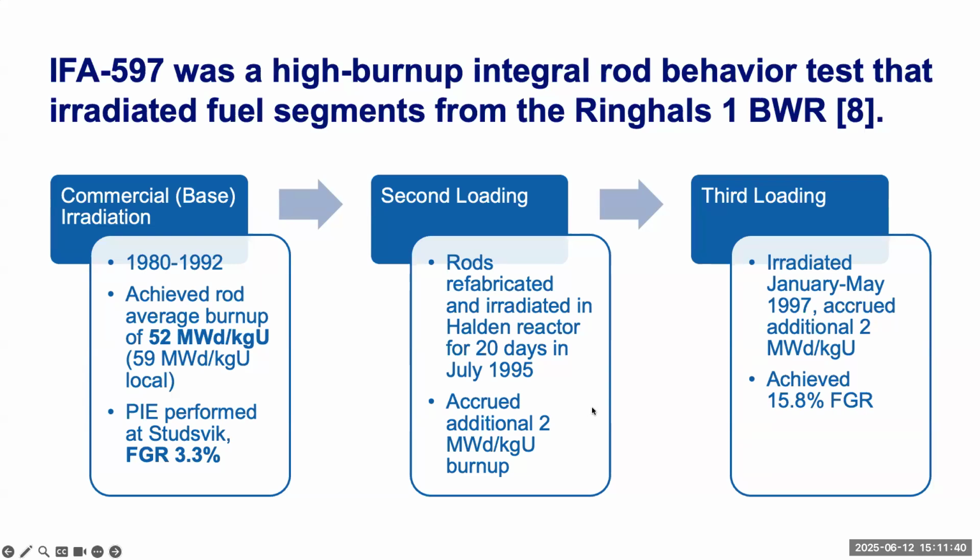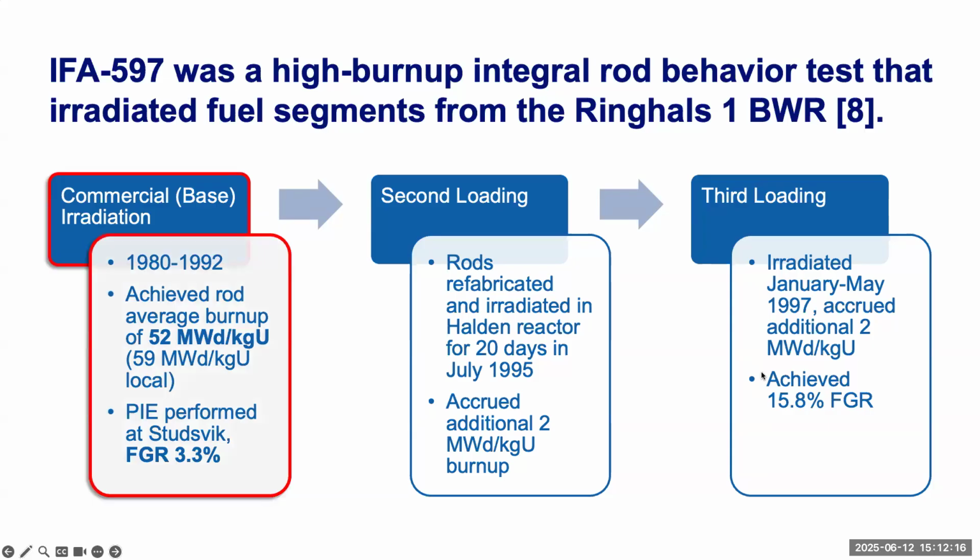And this experiment accrued an additional 2 megawatt days per kilogram burnup. And then a few fuel rods were removed, and then in a third loading, some of the same fuel rods were added back into the reactor. These refabricated test rods were irradiated January to May 1997, and accrued an additional 2 megawatt days per kilogram of burnup. Now, at the end of this third loading, these fuel rods achieved on average roughly 15.8% fission gas release.